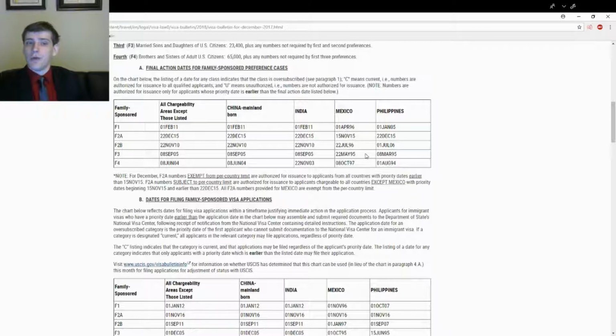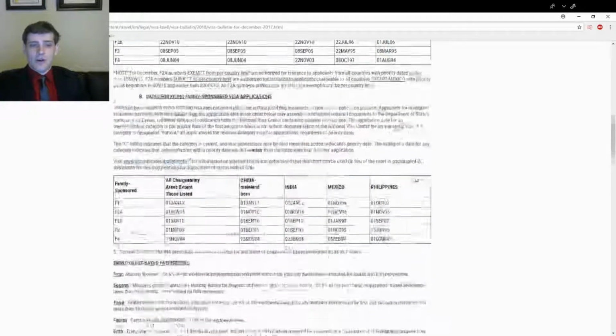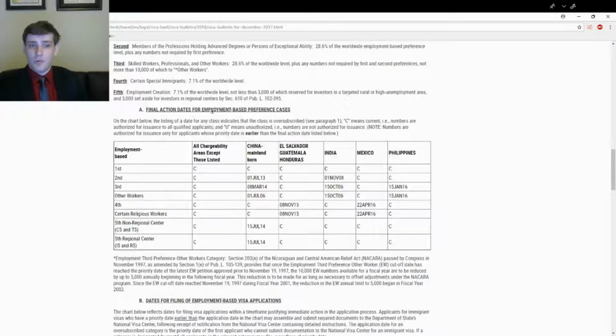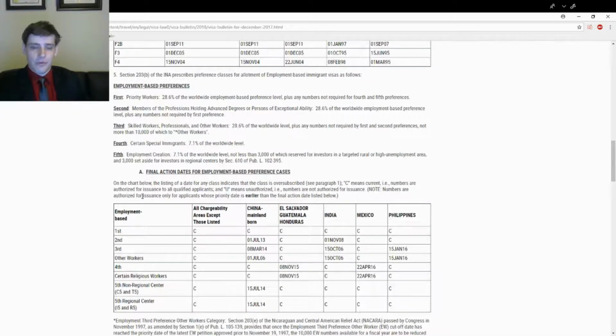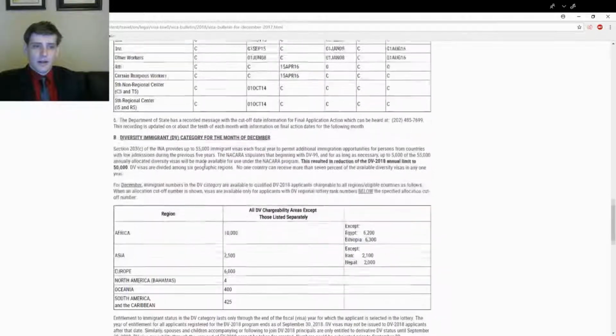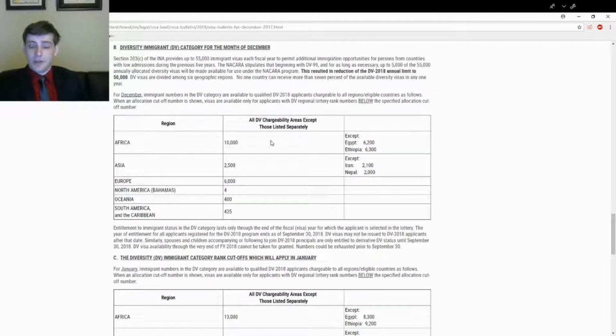Now, there are other ways of getting into the United States through immigrant petitions. These are, and these are on the same page, employment-based. The C here means current, which means all of these are currently being processed. There's no wait time, except for China, in the second, third, other worker, and a couple of others, and you can read these here, or we'll go over them later. And then you have the diversity visa, which is also on the same chart. We'll go over it in another video.